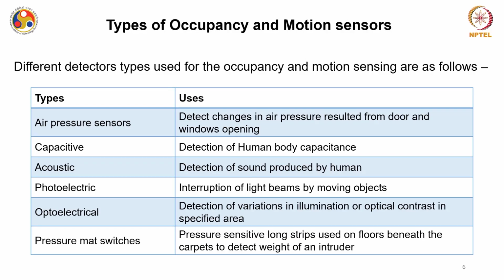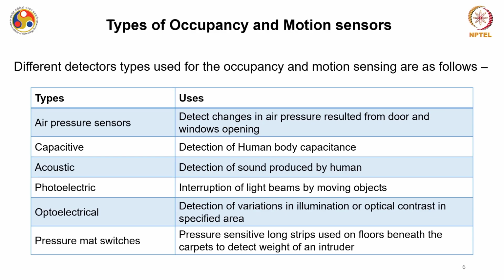So let us try to understand how these common material properties can be utilized to develop these sensors based on different transduction techniques. Let's understand it first from, say, the air pressure sensor. You already understood pressure sensors in the previous module. Say I have air pressure sensors installed in the door itself. The pressure sensor can monitor the changes in air pressure resulting from doors or windows opening.